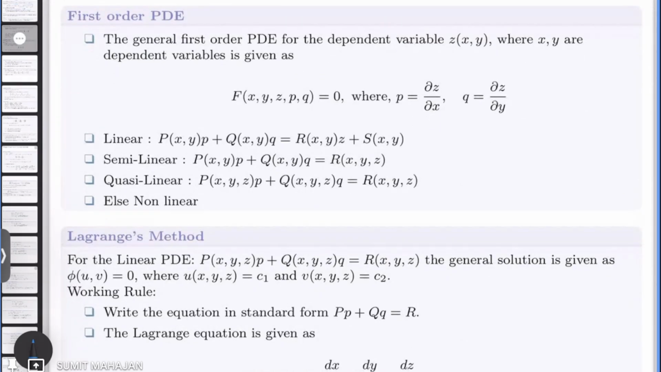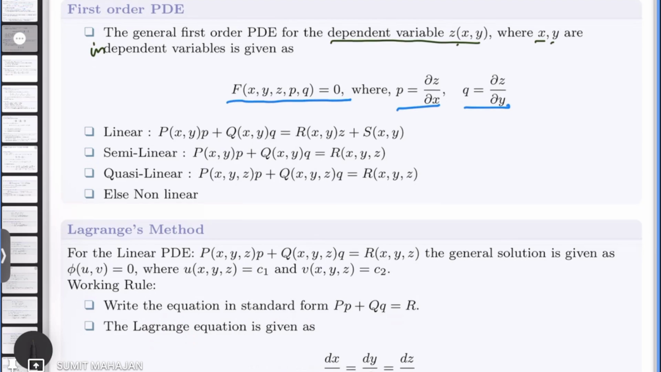So the first order PDE in general is given as f of x comma y comma z comma p comma q equals to 0, where p is equal to del z upon del x and q is equal to del z upon del y, where z is the dependent variable. We have a dependent variable z, which depends on two independent variables x and y. Here x and y are the independent variables, and the first order PDE is given as f of x, y, z, p, q equals to 0, where p is del z upon del x and q is del z upon del y.